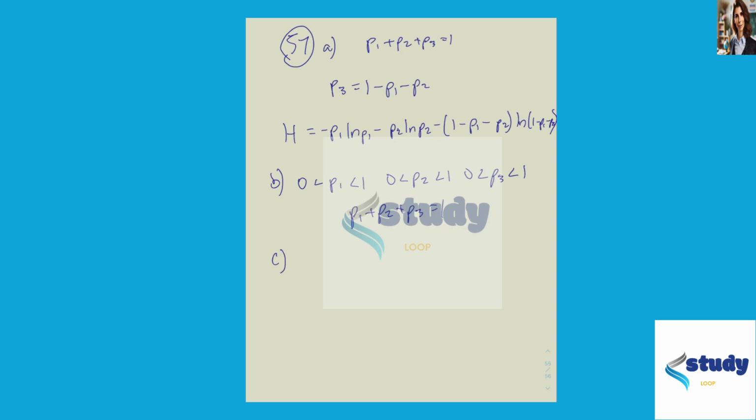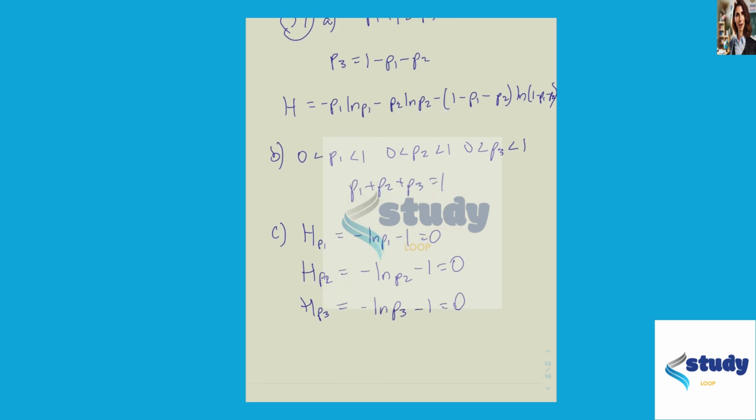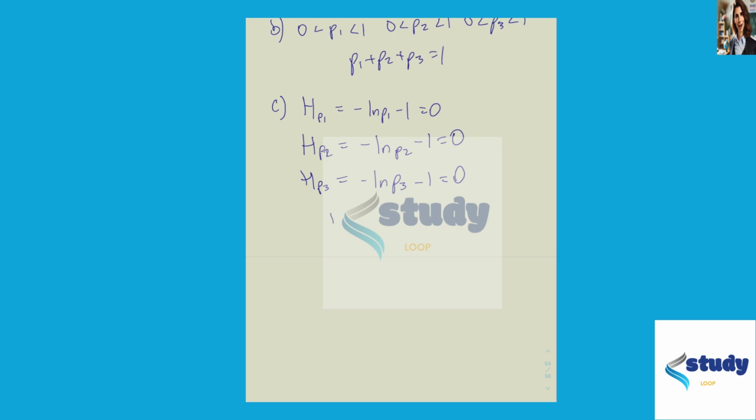So then finally, for exercise part C, we take these partial derivatives, and we see that the partial derivative with respect to P1 equals negative natural log of P1 minus 1, which equals 0. And we see very similar things. Negative natural log of P2 minus 1 equals 0. And then for the partial derivative with respect to P3, we get negative natural log of P3 minus 1 equals 0. So then we see that P1 equals P2, which equals P3. And obviously, since they add up to 1, they're each going to be 1/3.